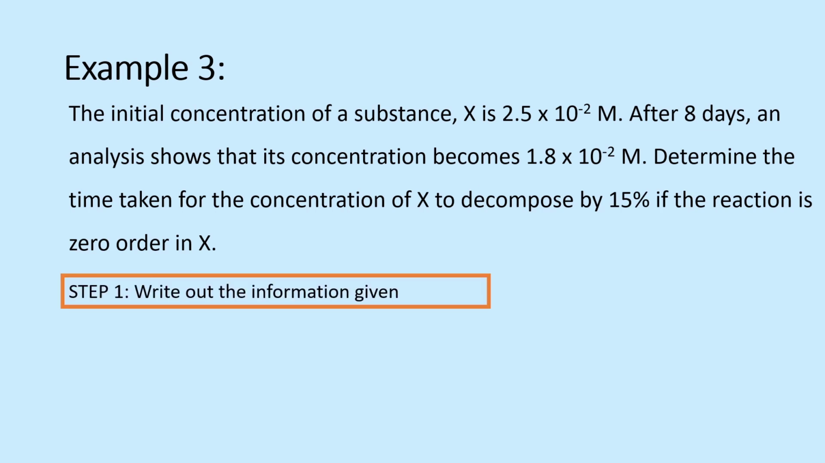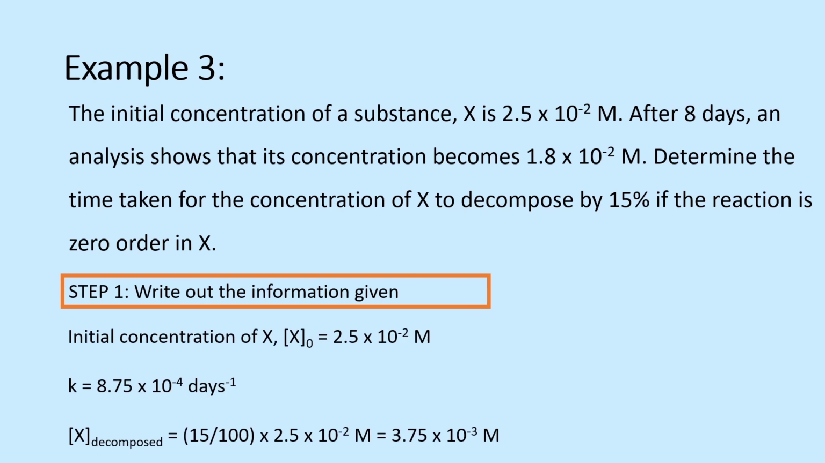For the second part of the question, to solve it, again we need to follow through the 3 steps. Step number 1 is to write out all the information that is given to us. We are given the initial concentration of reagent X, which is equal to 2.5 times 10 to the power of negative 2 molar. And also, from the first part, we already calculated the rate constant, which is equal to 8.75 times 10 to the power of negative 4 per day. And then given in the question, 15% of reagent X is decomposed. That 15% is equal to 3.75 times 10 to the power of negative 3 molar.